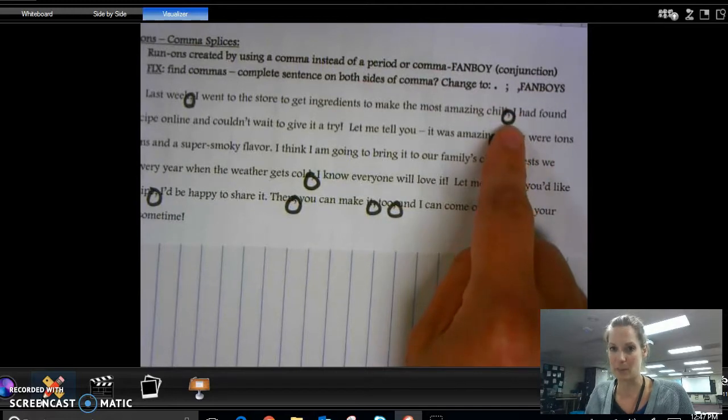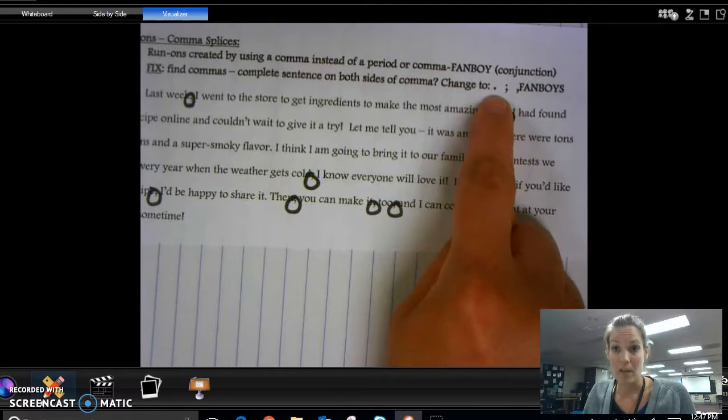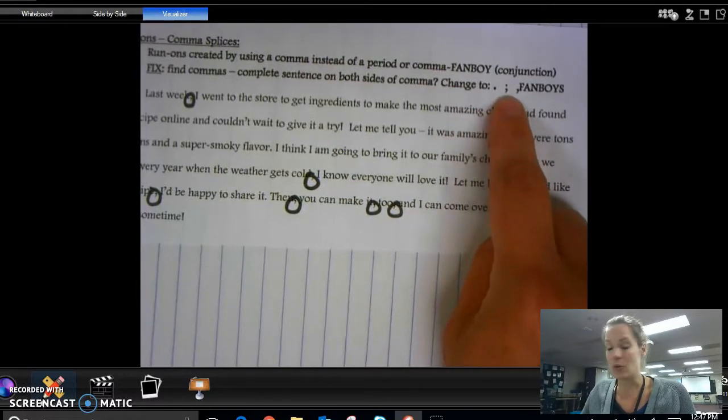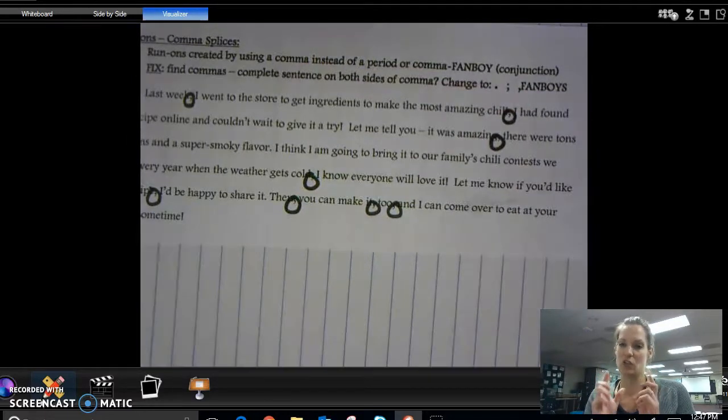Therefore, it is a comma splice, and I have a couple of options. One, I can use a period and create two sentences. Two, I can use the semicolon, which remember joins two independent clauses, two complete sentences that actually go together. Or I can do a comma and FANBOYS.